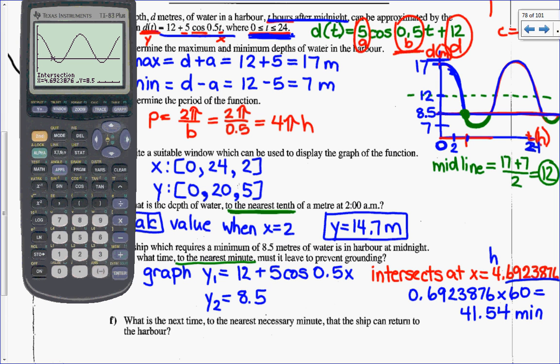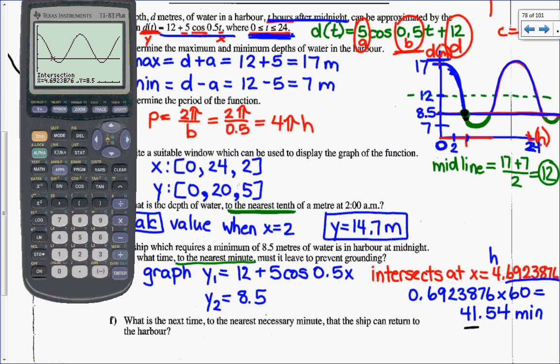Okay. So let's think about that in terms of this question, because normally I would round this to 42 minutes, right? But think about that for a minute. If this point right here is 4 hours and 41.54 minutes, then if I round it to 42 minutes, we're down here, right? 42 minutes keeps going just a little bit further, and by that point, that ship is grounded. It's too late.